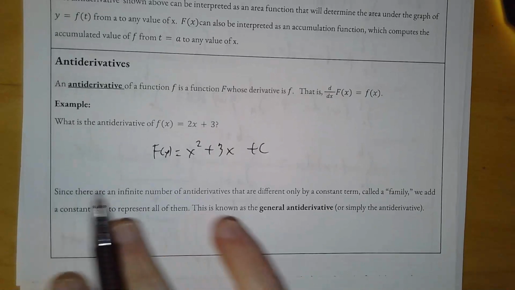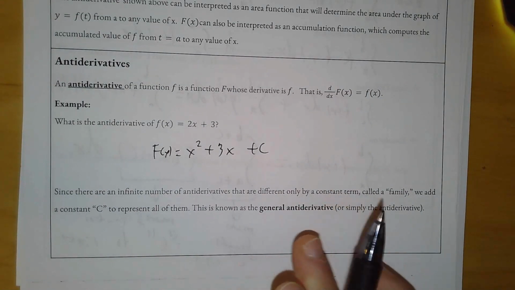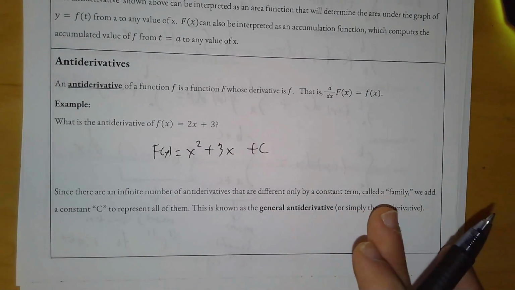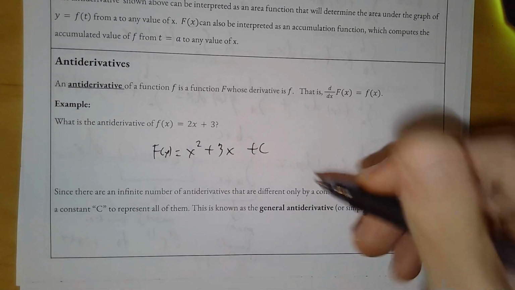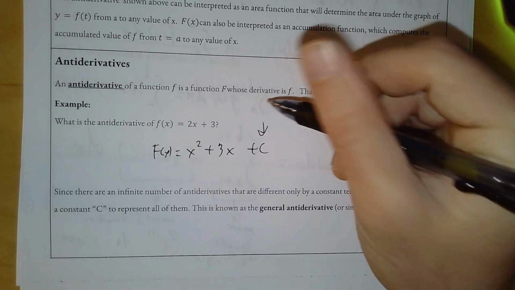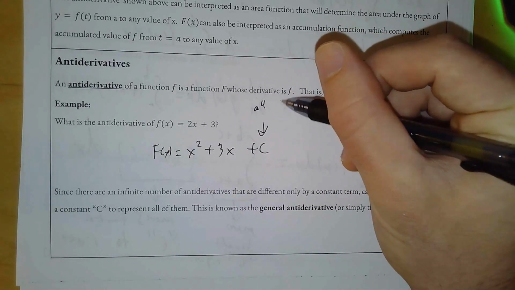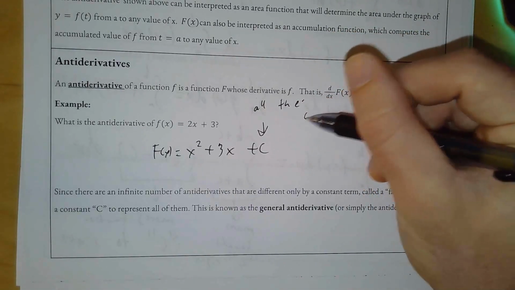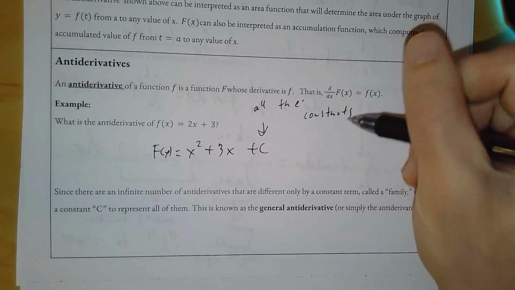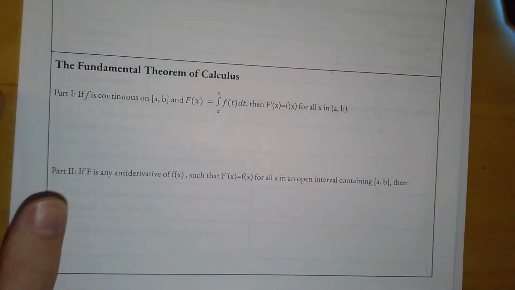Okay. Since there's an infinite number of antiderivatives that differ only by a constant term, they are called a family. We add the c, right? So the c represents all the constants, and this would be the general antiderivative. Okay. Next page, we're on indefinite integrals.